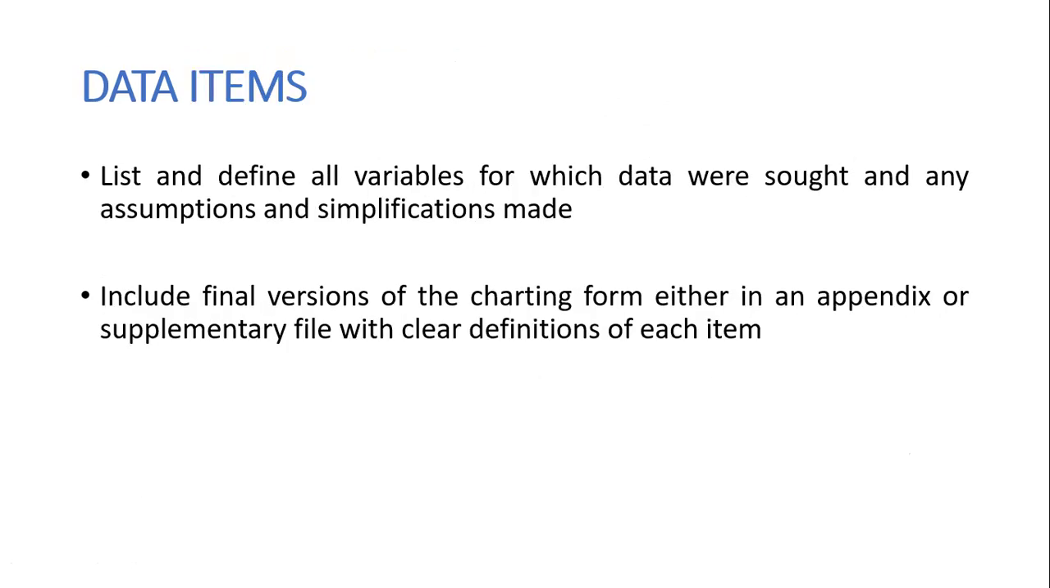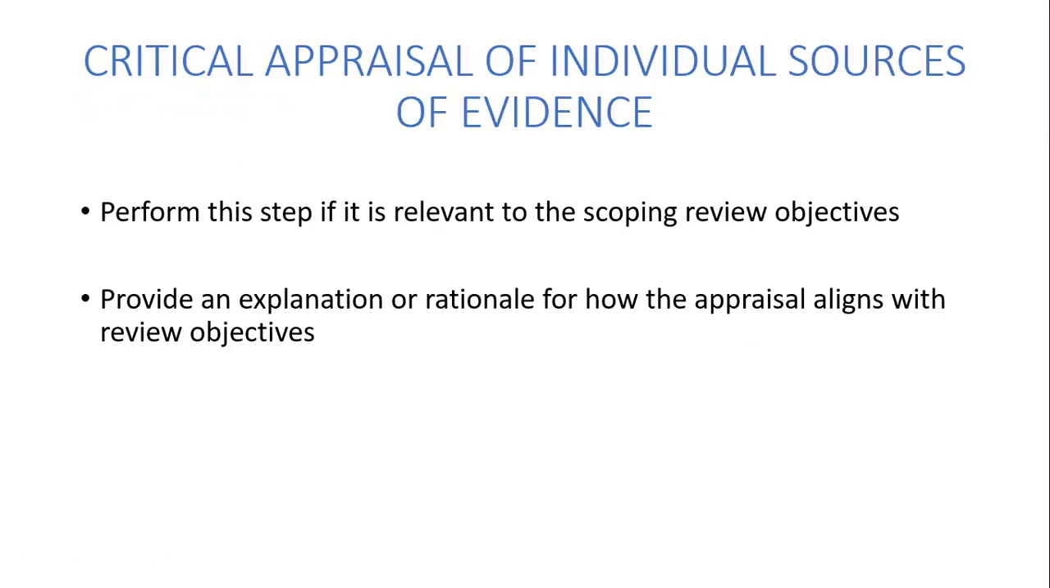And data items: you have to list and define all the variables for which data were sought and any assumptions and simplifications made. Include the final version of the charting form, which you will normally find in the appendix or supplementary files, with clear definitions of each item. So you have to provide it in the supplementary file.